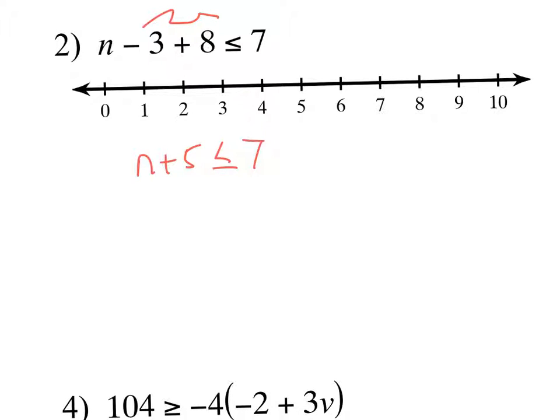Next problem, combining like terms: negative 3 plus 8n plus 5, less than or equal to 7. Take away 5 from both sides, n is less than or equal to 2. So here's 2. It can equal 2, so I'll darken it. I'm darkening all the values that it can equal, and the values less than 2 that it can equal.